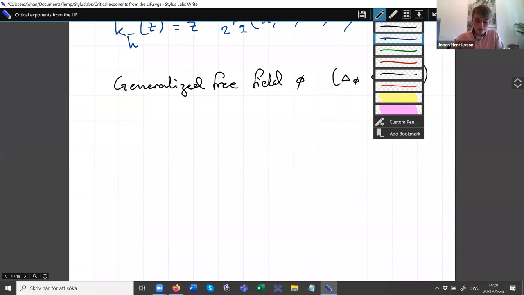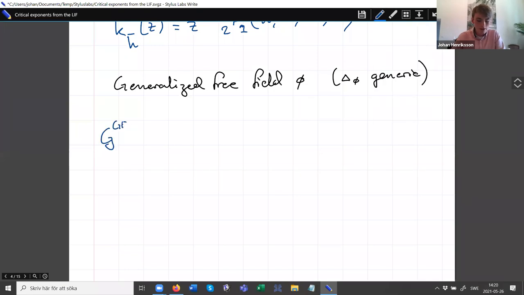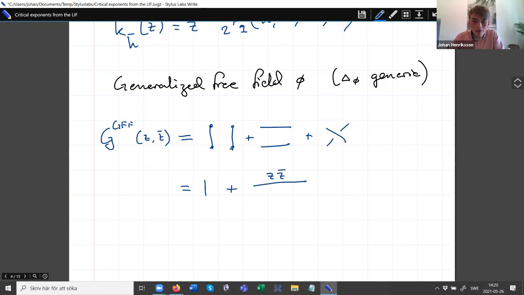So the four-point function here, let's call it G_GFF, is like all correlators in the generalized free field theory computed by Wick contractions. So we can write down three different ways of connecting the external points here. And then converting this into cross ratios, we get 1 plus (z z bar)^(delta phi) over ((1 minus z)(1 minus z bar))^(delta phi), plus (z z bar)^(delta phi).